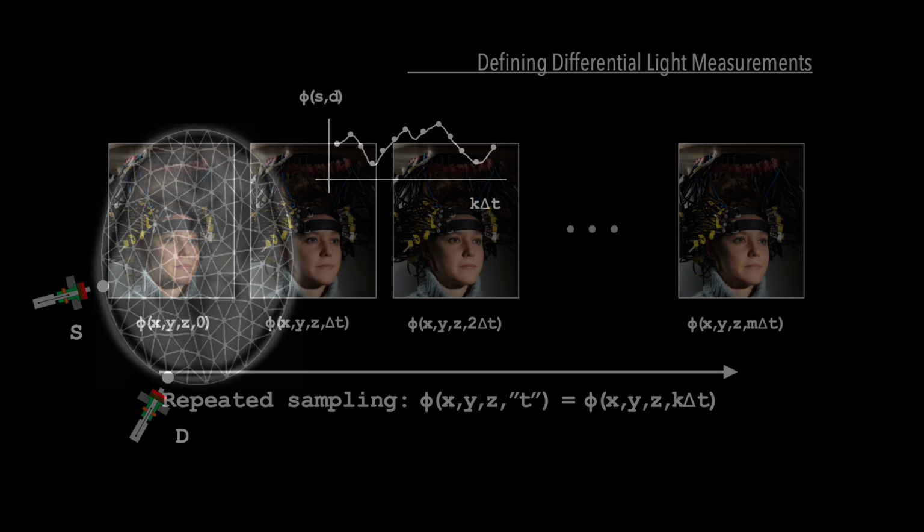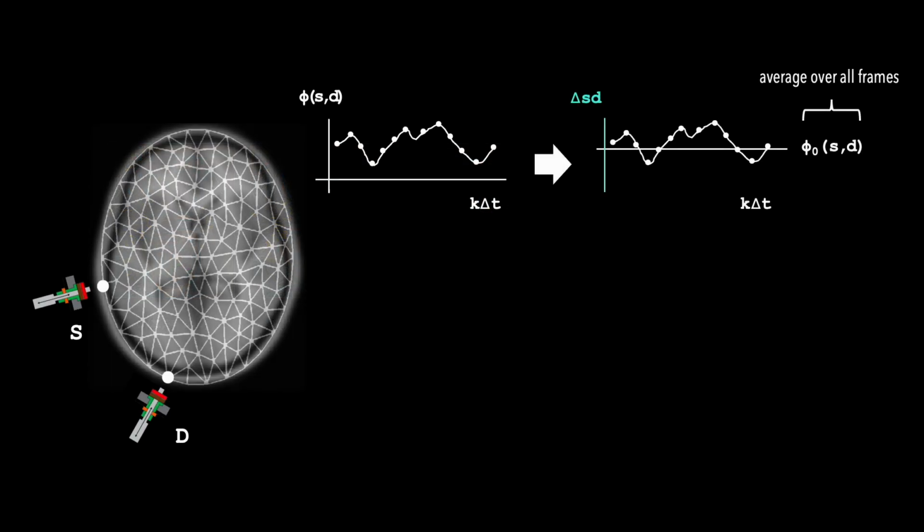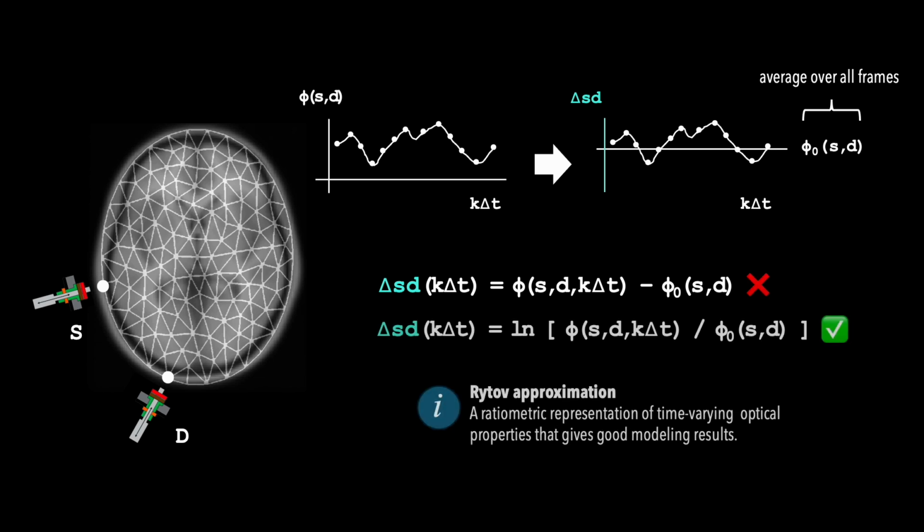This assumption allows a baseline for each source detector pair to be simply defined as the average taken over all frames. The change in light measurement relative to this baseline is the quantity used in the reconstruction. The obvious approach would be to subtract the baseline from the measurement obtained in each frame. However, we instead use the log of the ratio. This is called the Rytov approximation.